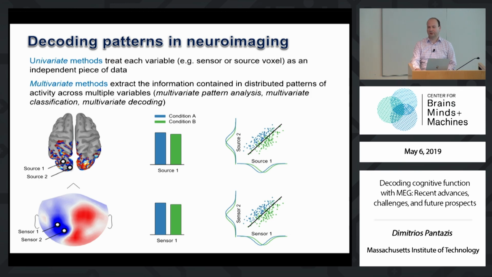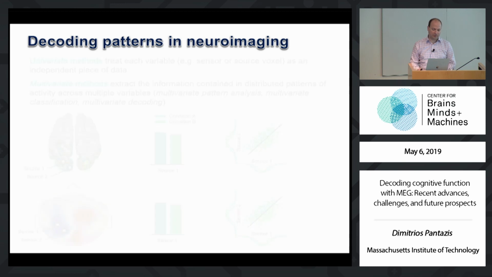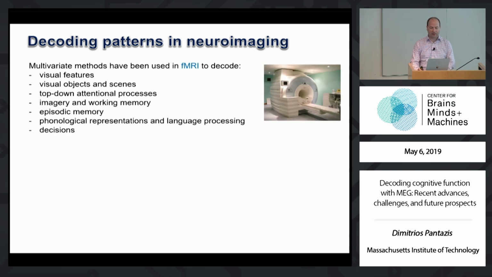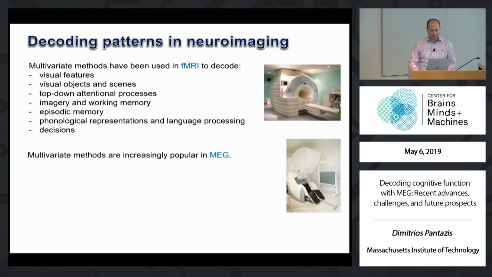And this is the cornerstone of the great usefulness of decoding techniques, and they have been used very extensively in fMRI to decode all kinds of information, including visual features, visual objects and scenes, top-down attentional processes, working memory, episodic memory, and so on and so forth, all kinds of cognitive function. And increasingly, we see them being used in MEG.